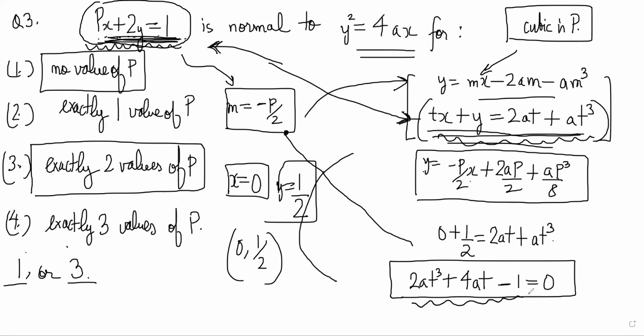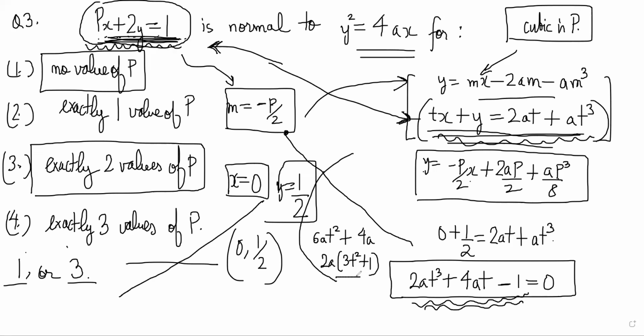This function, if it is a purely increasing function, it will have only 1 real root, right? If it is continuously increasing, it will cut the axis only once. So you can take the derivative of this expression. It becomes 6at square plus 4a, right? You can take 2a common and it is 3t square plus 2, right?